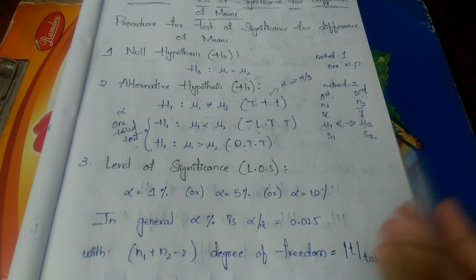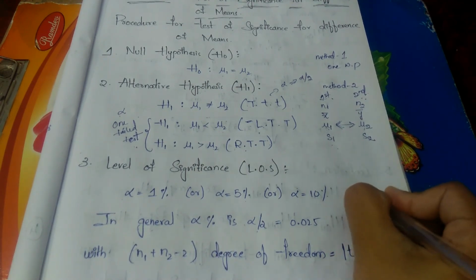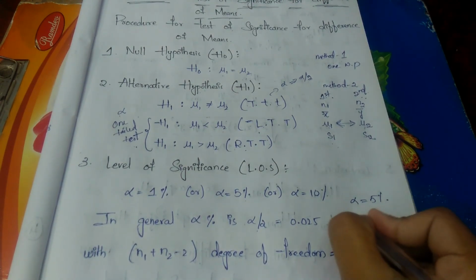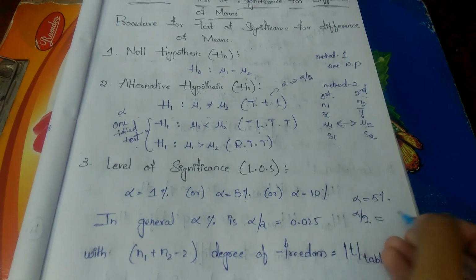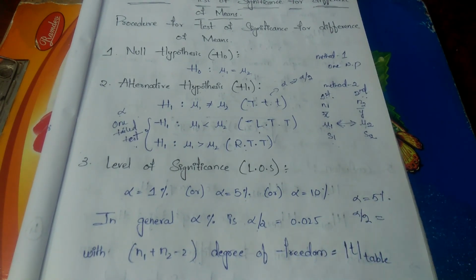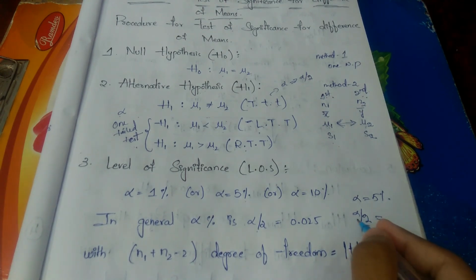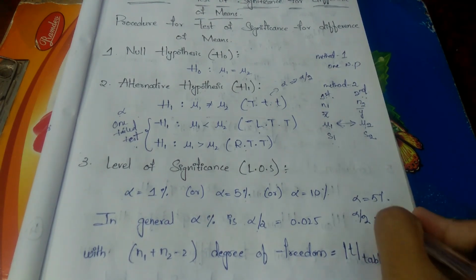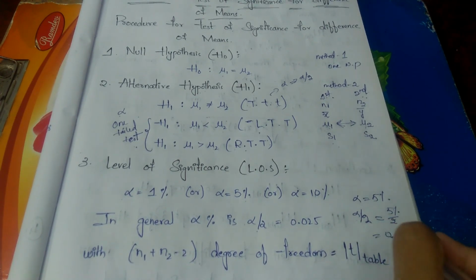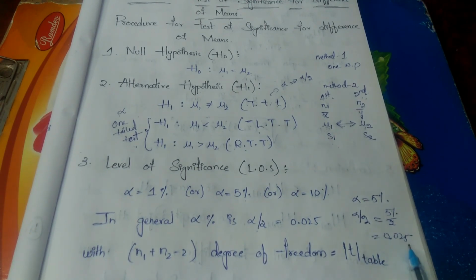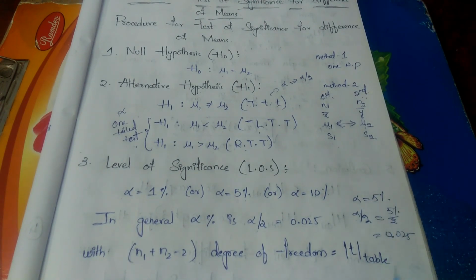Now, generally we will take alpha as 5%. For the two-tailed test, as I told you before, all the problems I am solving here are under the two-tailed test condition. If you want, you can also try for the one-tailed test. Now the alpha by 2 is nothing but 5% divided by 2, which gives the value 0.025. Now this alpha by 2, 0.025, we are considering as alpha.